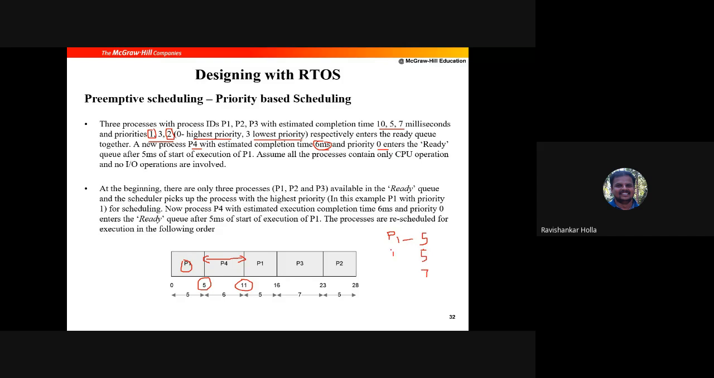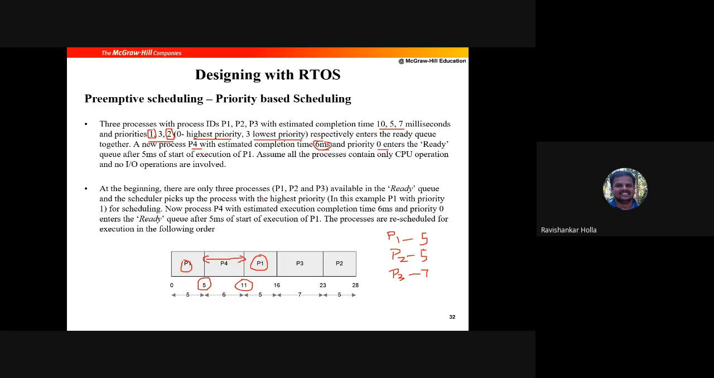So which one to schedule, P1 or P2? Both have similar time left. Can anybody answer? P1 or P2? Yeah, P1, sir, because of the priority. Yes, it is not about the time left, it is because of the priority. The priority is not changing. P4 is completed, so the highest priority is completed and no more its priority will come into consideration.